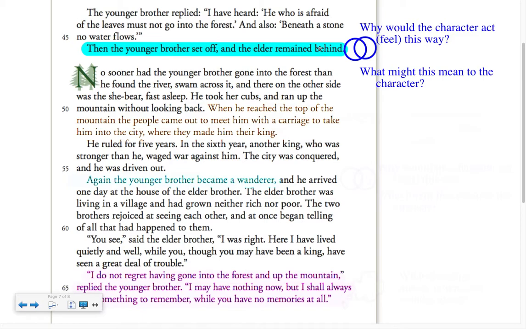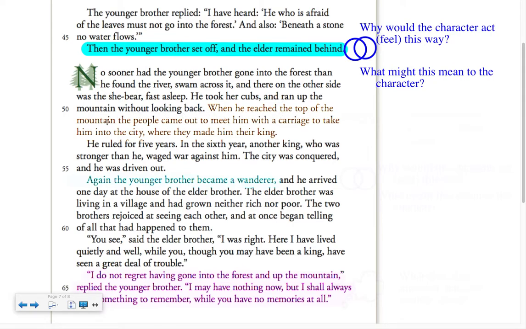The other brother, the older brother, is not going to go. So we have a clear conflict here. Pretty important. No sooner had the younger brother gone into the forest than he found the river, swam across it, and there on the other side was the she-bear fast asleep. He took her cubs and ran up the mountain without looking back.